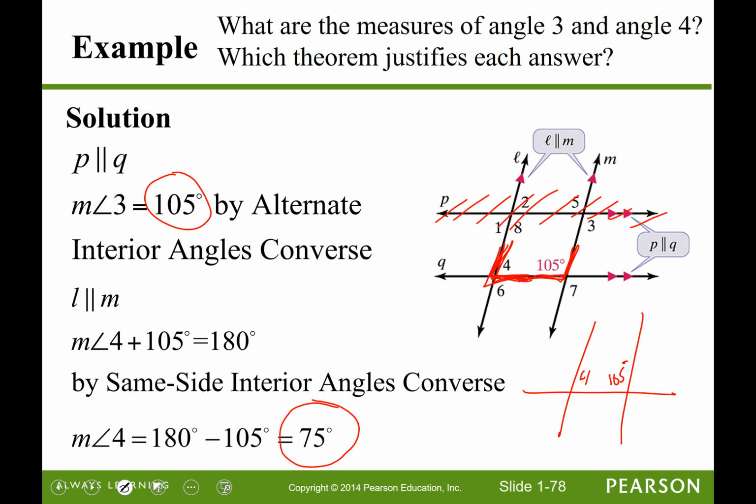And then I ask myself, how are those two angles related? And they are same side interior angles. And if the two lines are parallel, which they are, then same side interior angles are supplementary. So they have to add up to 180. So this angle 4 would have to be 75. And the justification would be same side interior angles converse.